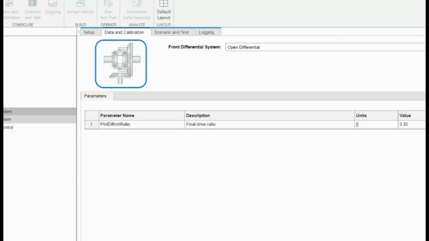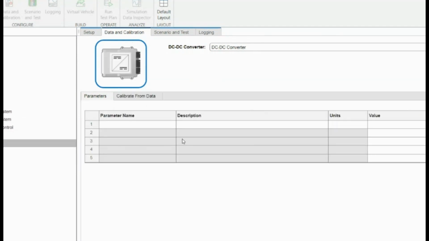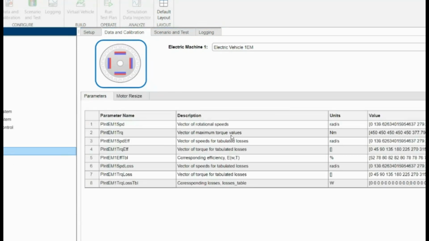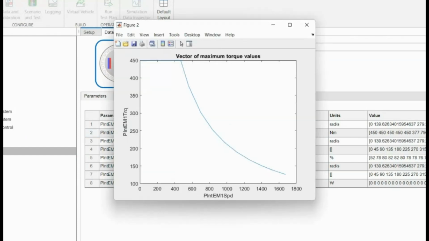And electrical systems, you have DC-DC converters. What is the power limit of the converter, efficiency of your DC-DC converters, and losses. Electrical machine, the graph, I mean the torque value, the plot of the electrical machine.